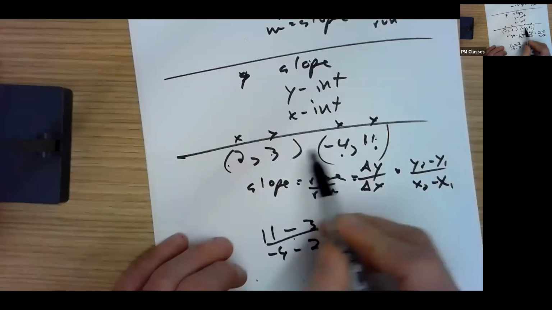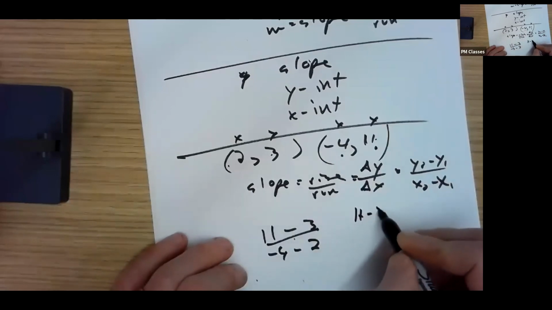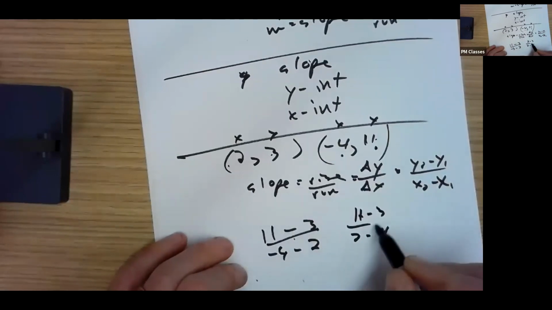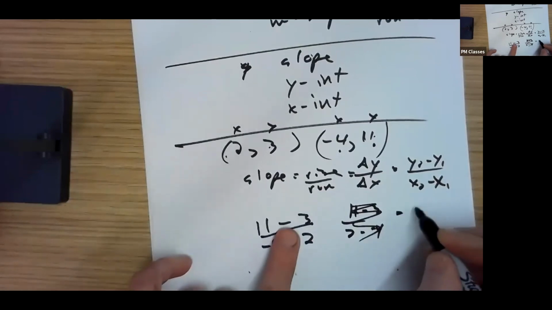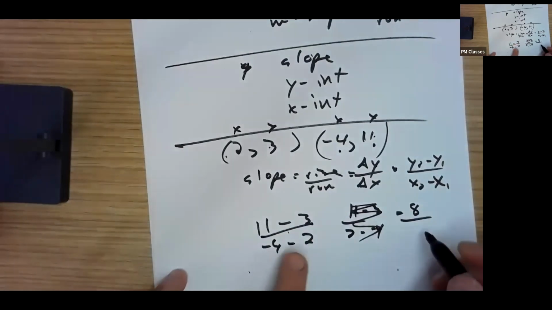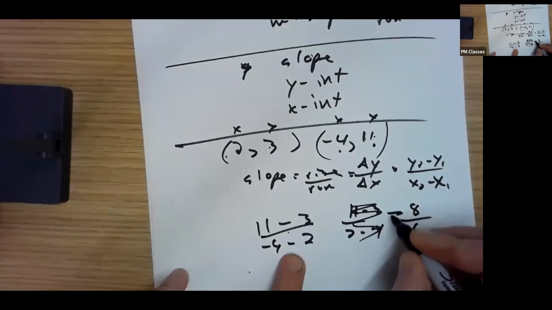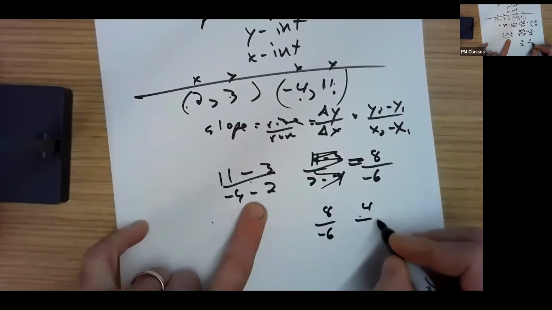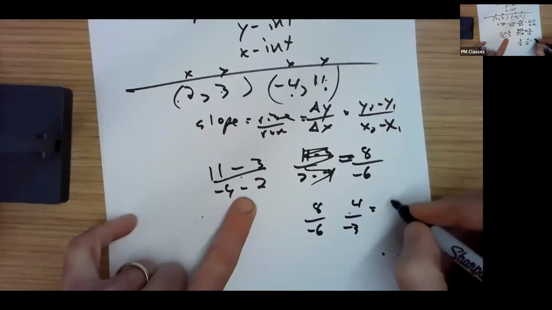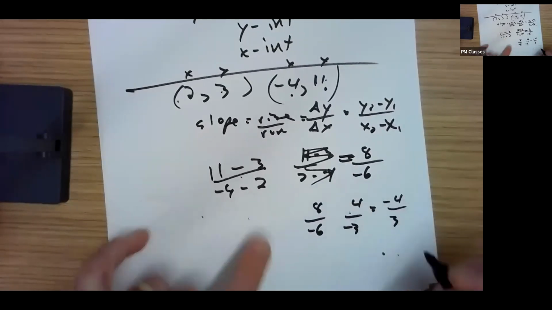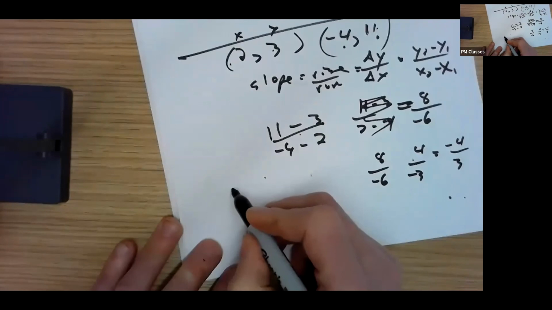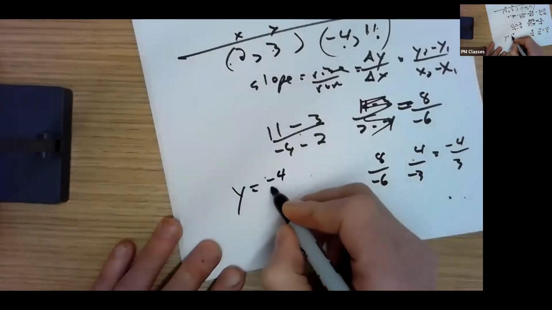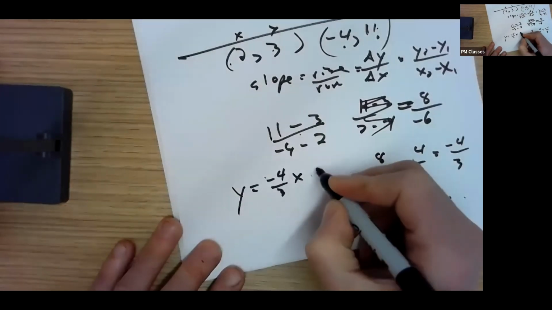Make sure you don't go from here to here and then there to there. 11 minus 3, and then 2 minus minus 4 will change the slope. So 11 minus 3 is 8, and minus 4 minus 2 is minus 6. So my slope is therefore 8 over minus 6. Simplify that, 4 over minus 3. And then sometimes out of convention, we put the negative on top. So we have this line, y equals negative 4/3 x plus b.